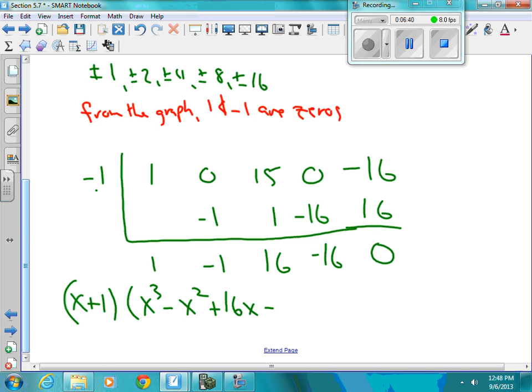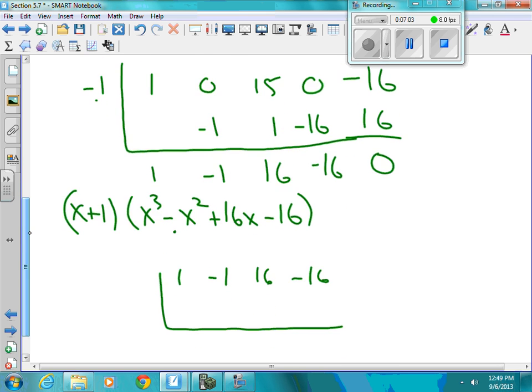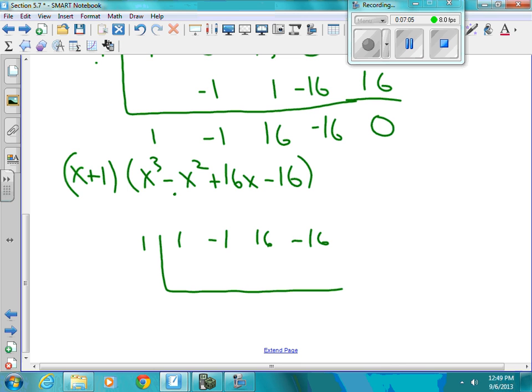X minus 16 is another factor. What do we do now? That doesn't look good. That doesn't look like something that's going to work out so nice. Well, what we can do is synthetic division one more time with this polynomial: 1x cubed minus 1x squared plus 16x minus 16. And we'll use the other 0 that we have, which was positive 1. If it was a 0 of the original polynomial, it's a 0 of this one.